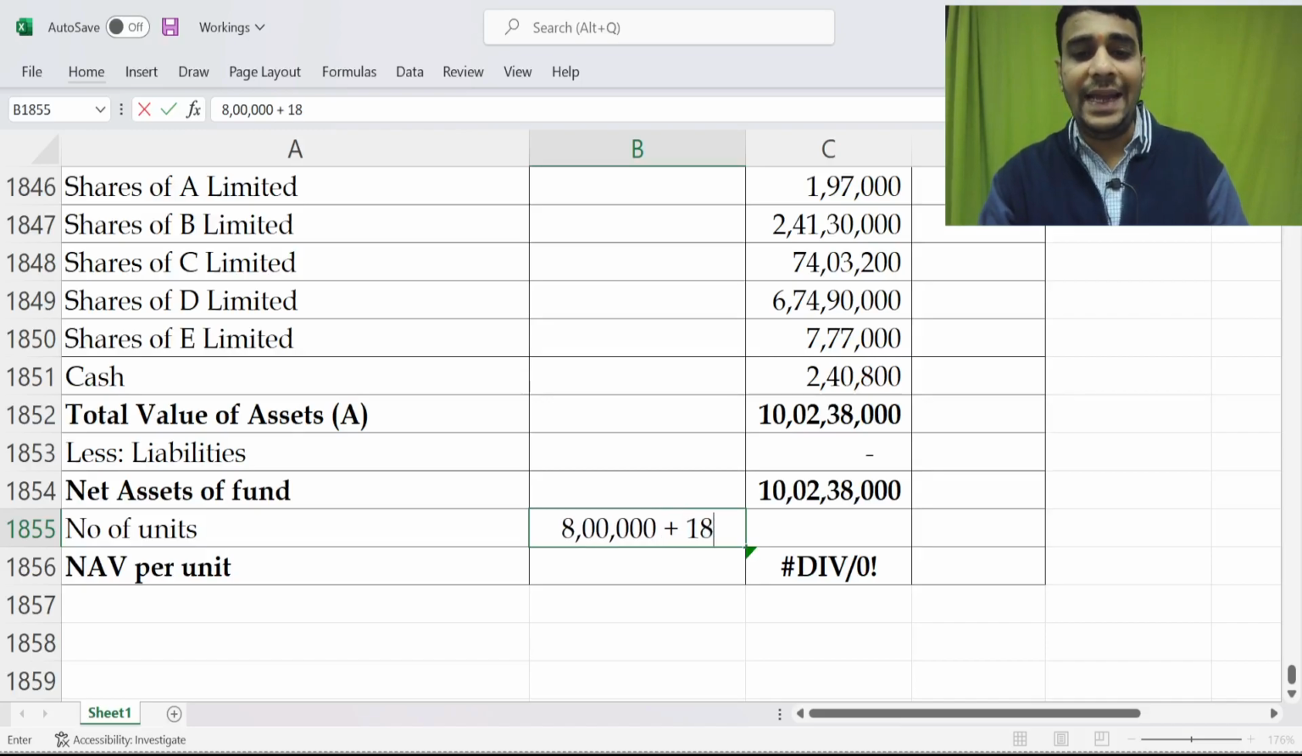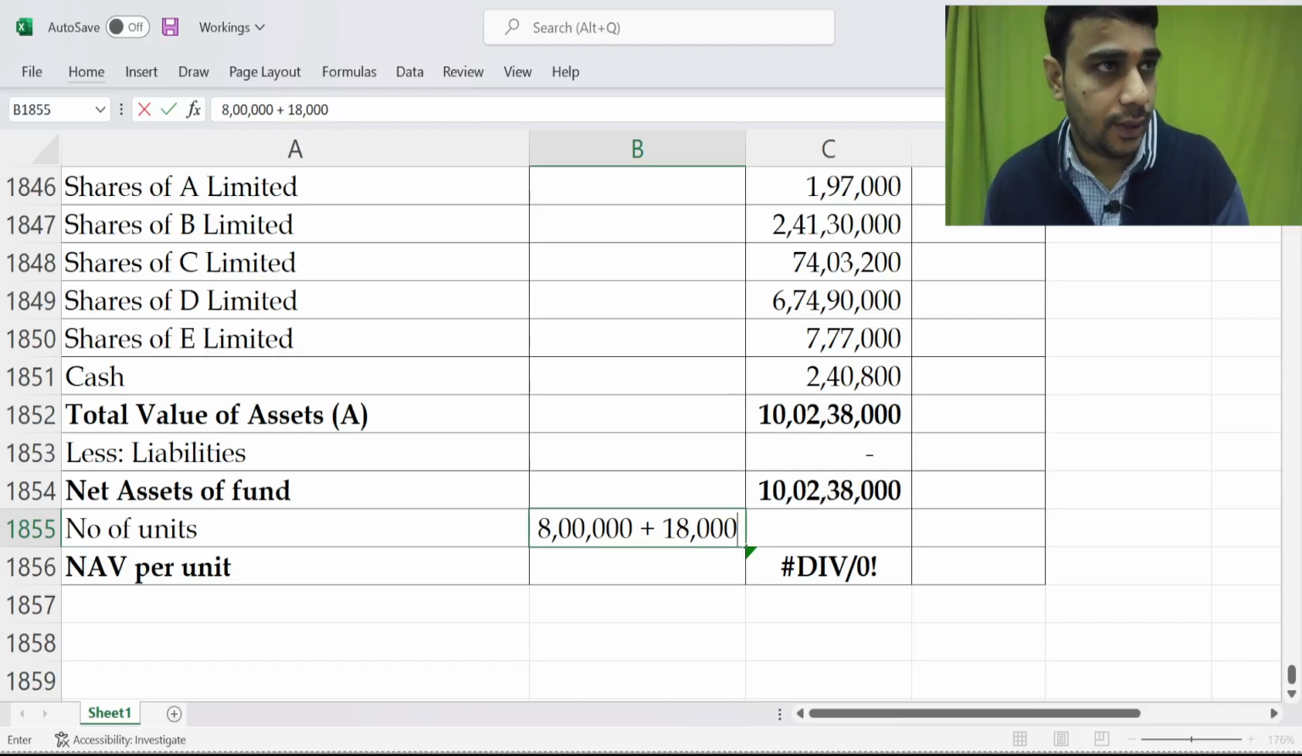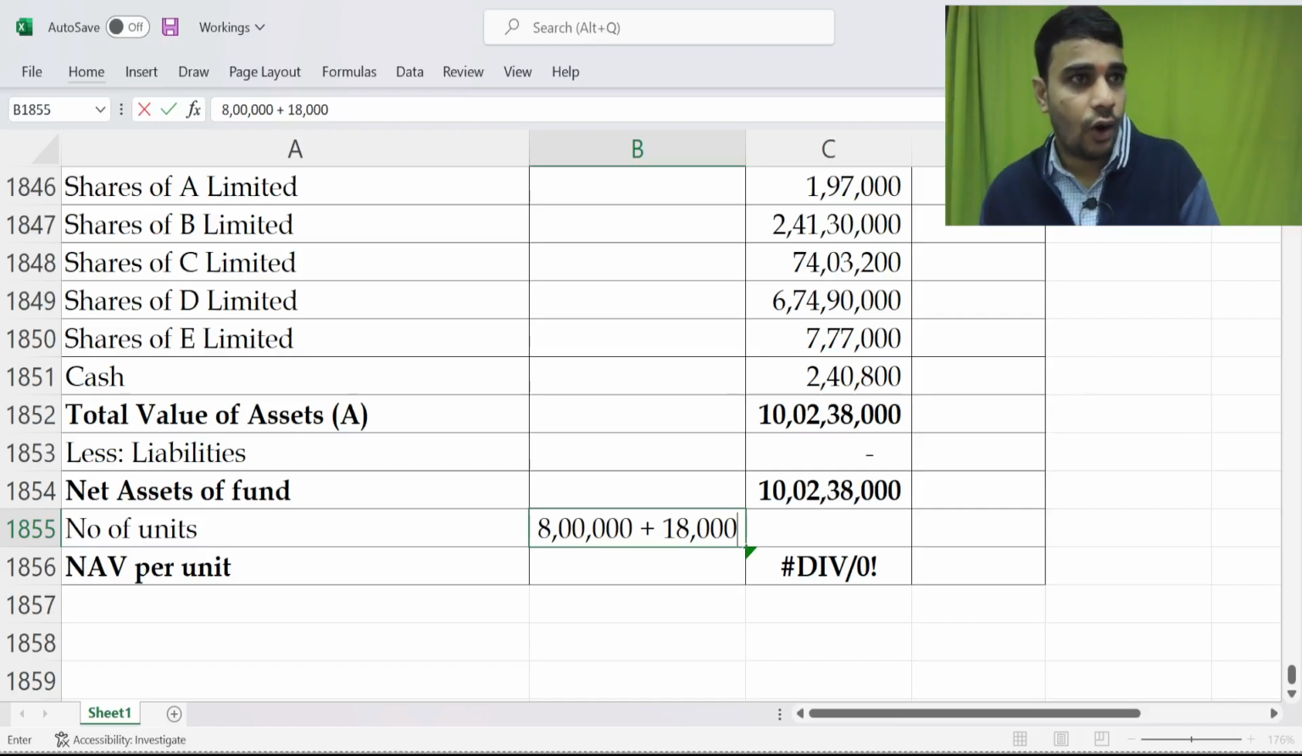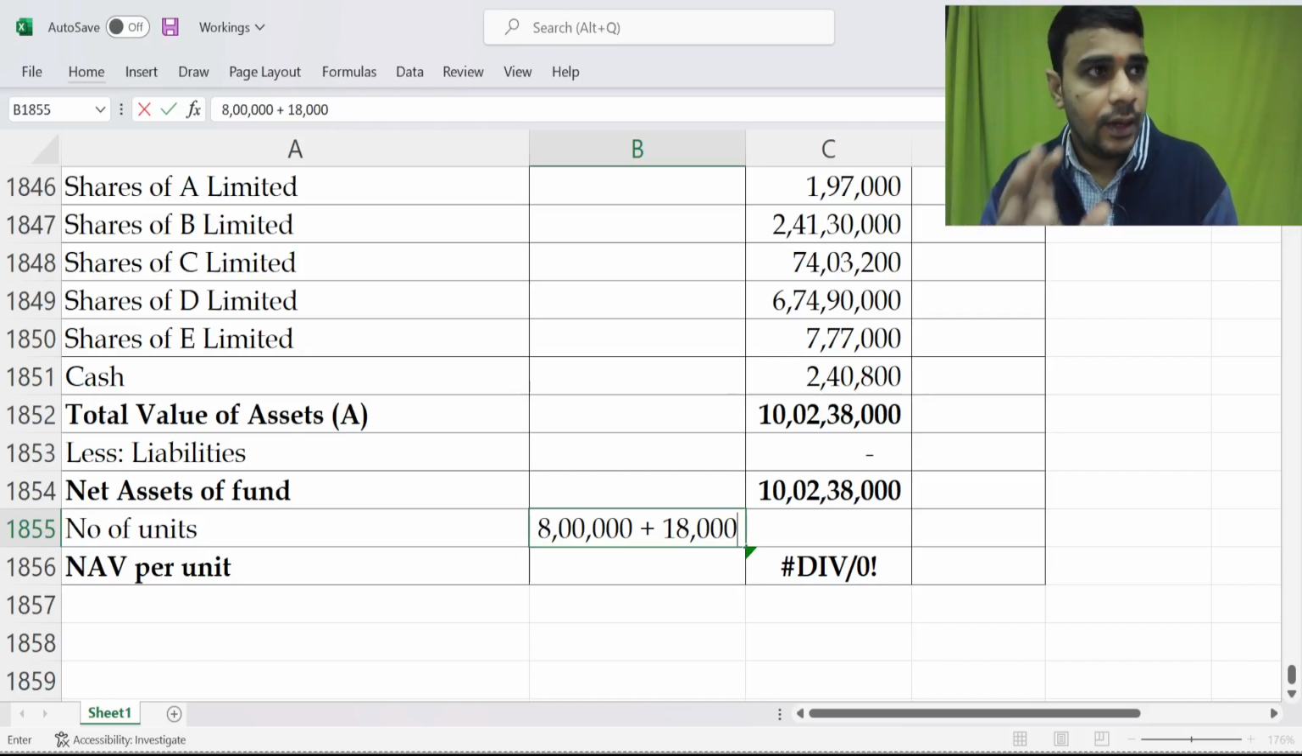This leads to a lot of doubts from students. Many students add 18,000 to this. What is 18,000? It is shares allotted. Now, be very clear. You are not the owner of the final shares. The mutual fund is the owner of the shares, and to you shares will not be allotted.